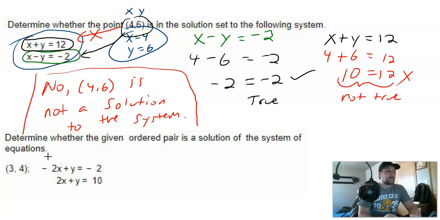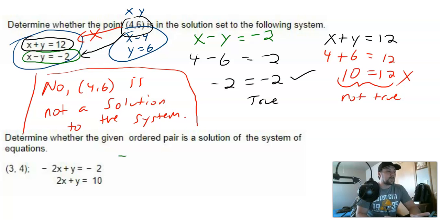All right, let's check the bottom one. So why don't you try this one first? So pause the video. Check to see if 3, 4 is a solution to this system of equations. We have -2x plus y equals -2, and we have 2x plus y is equal to 10. And then resume the video to see if you came up with the correct response.